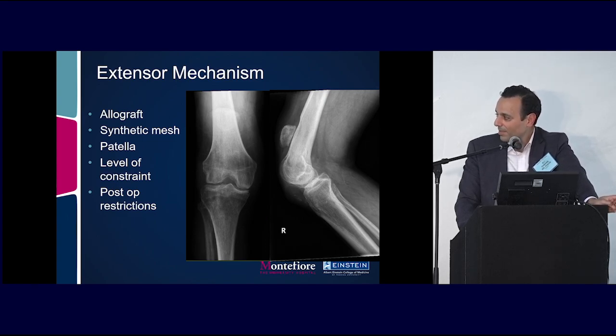Okay. I think you can do a regular synthetic mesh extensor mechanism reconstruction. Sometimes you have to see because the patella won't come down, it's just stuck up there. So some people describe that you can just cut where the cartilage is on the patella, or just leave it if there's still cartilage. If it's getting in the way, or when you're trialing the patella is hitting the notch of the femoral component, then you can just do an osteotomy.